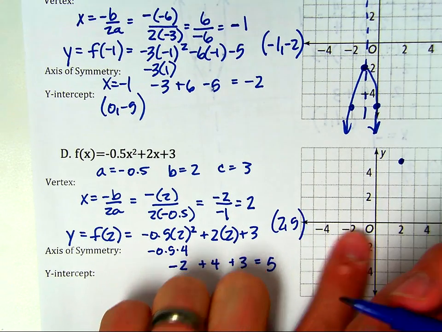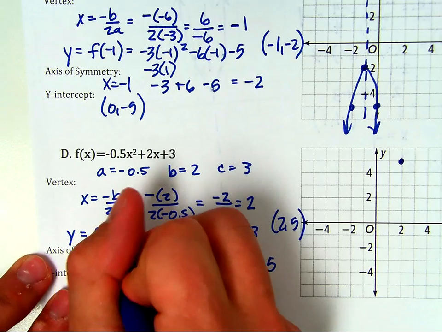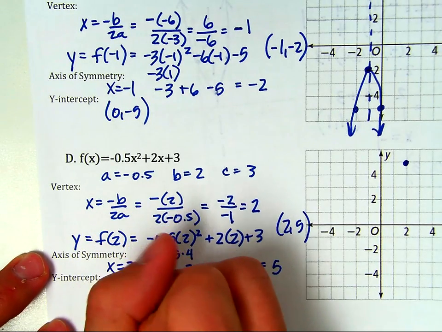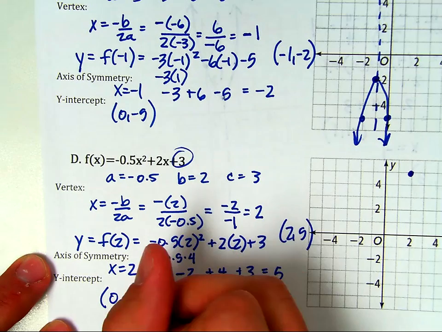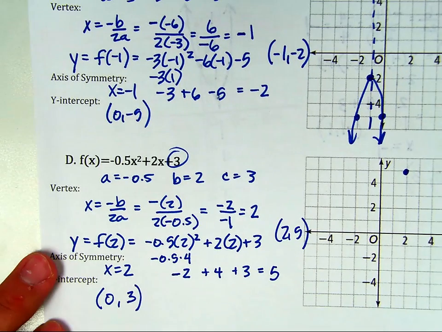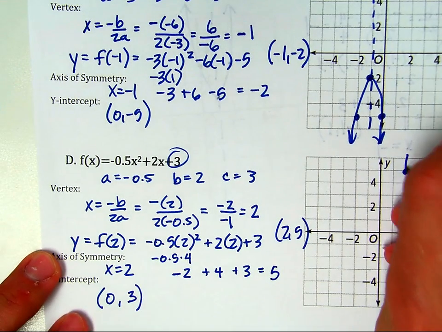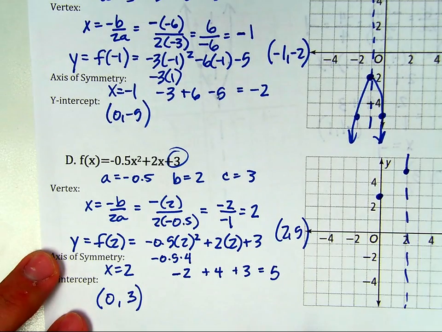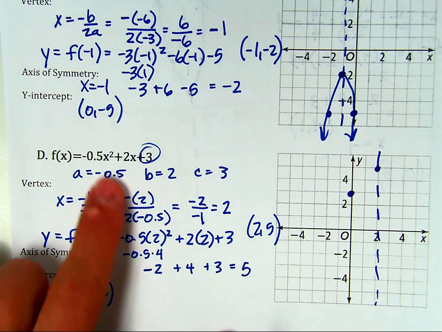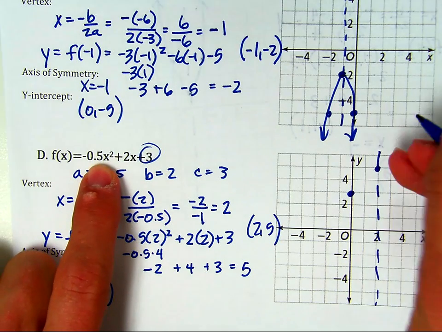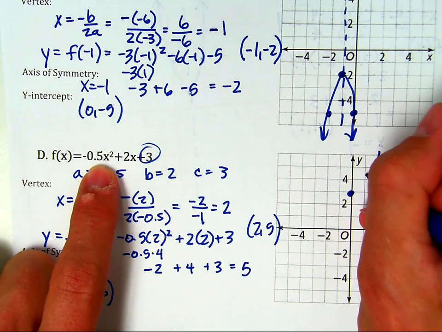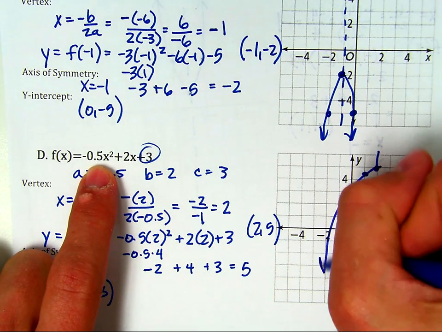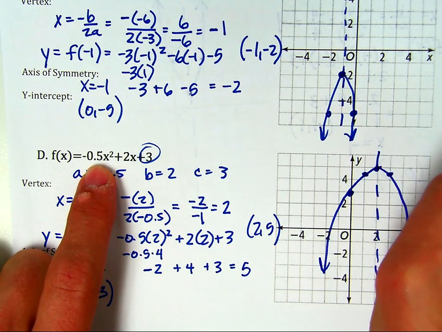My axis of symmetry is x equals 2, and the y-intercept, we use our c value, just 3. So we can put our axis of symmetry. My y-intercept is 3. And notice here my a value is -1/2. That doesn't mean it's down 1/2. It means we go down 1/2 on either side. We can sketch the parabola.